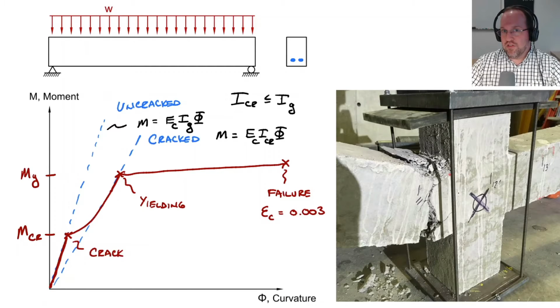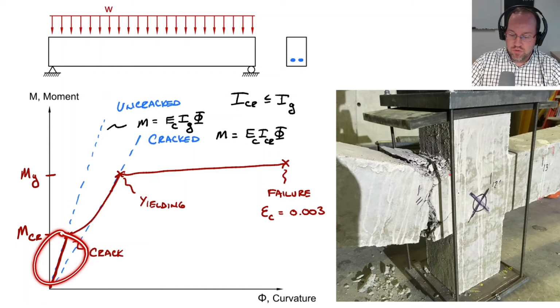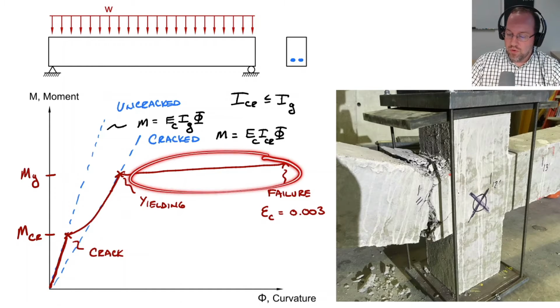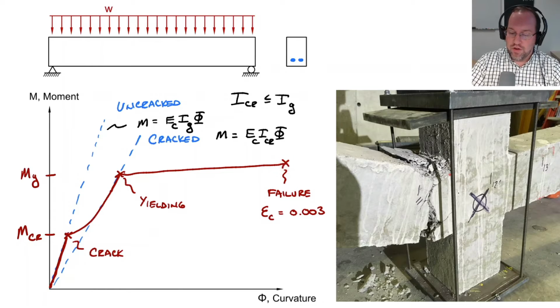Welcome back, everyone. In this video, we are going to talk about calculating the nominal moment capacity of a reinforced concrete beam. Let's begin again with a discussion of our moment curvature relation for this beam. There are three regions: the uncracked region, which ends at M crack, the cracked region, which ends at yielding, and now specifically we are looking at the final branch where we're taking it all the way to failure. This moment is known as the nominal moment capacity, M sub n.